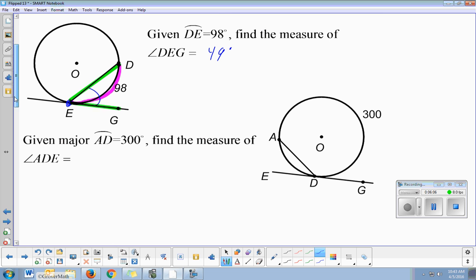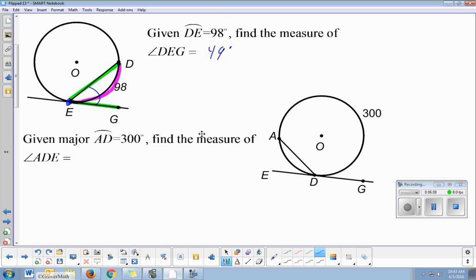This one's a short one. Given major arc AD is 300 degrees. Remember, this would be considered minor arc AD versus major arc AD. Find the measure of angle ADE. So here's a tangent angle. I see it's a tangent angle because it's formed by a tangent, but also its vertex is on the circle. Now this tangent angle is half the arc inside of it. 300 is not the arc that's inside of it. Minor arc AD is the arc inside of it.